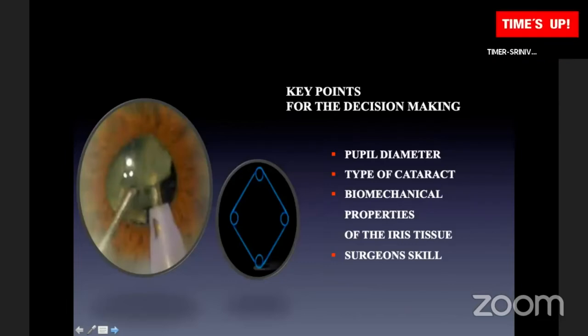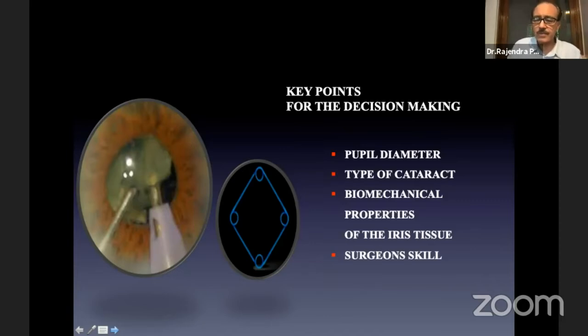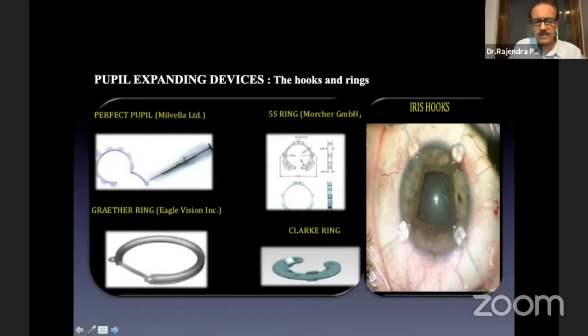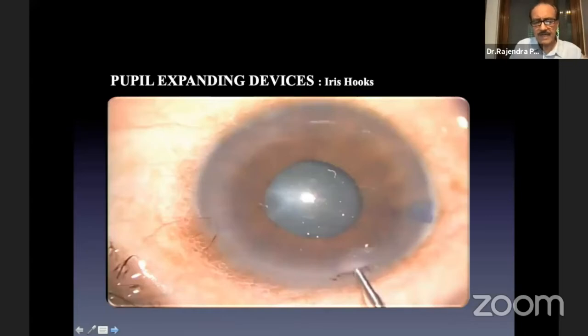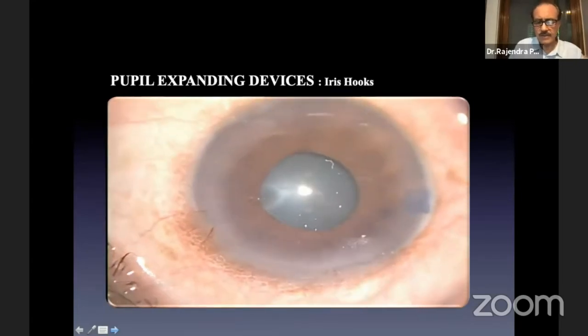But then, what are the key points for deciding whether to use a dilator or expanders? You need to look at the pupil diameter, type of cataract, biomechanical properties of the iris tissue, and surgeon's skill. In this situation, you have a lot of expanders available now. The best, I find, is the use of the hooks.